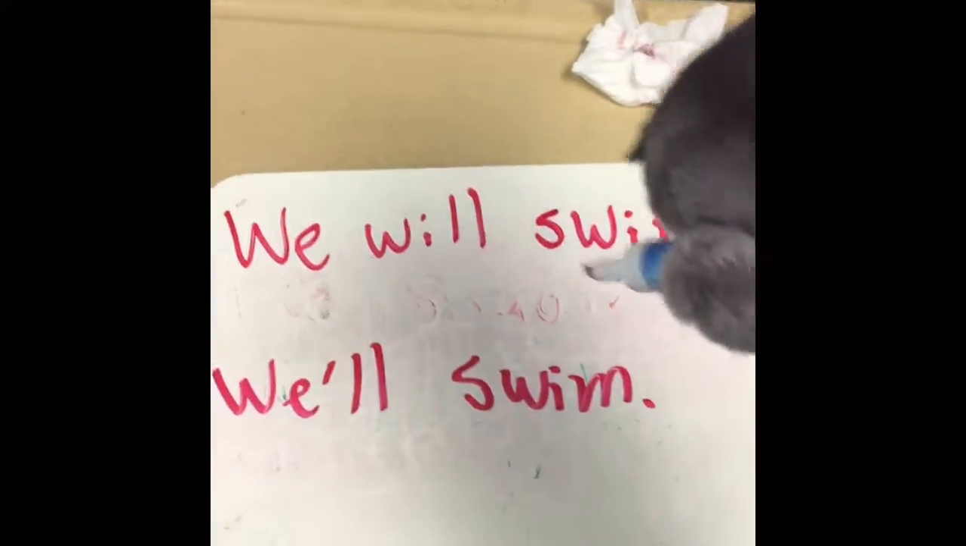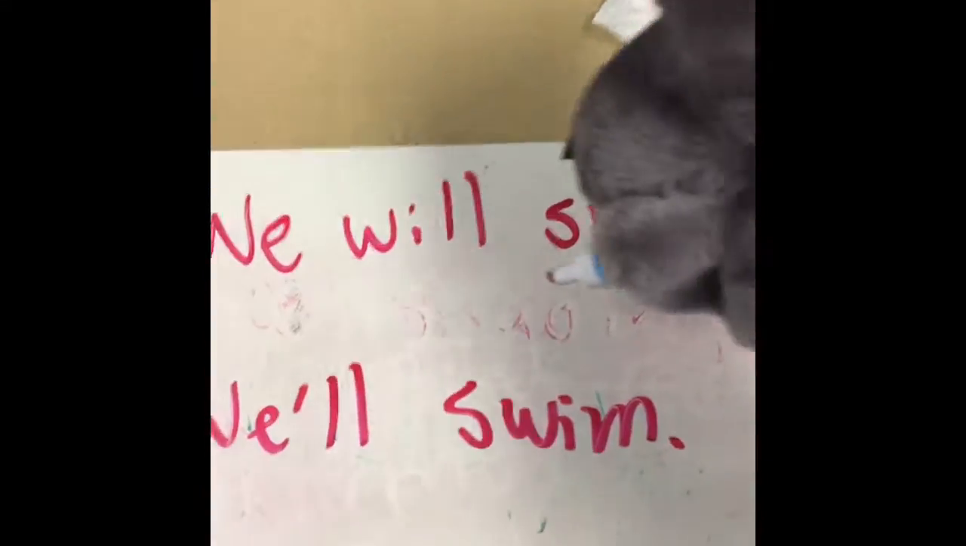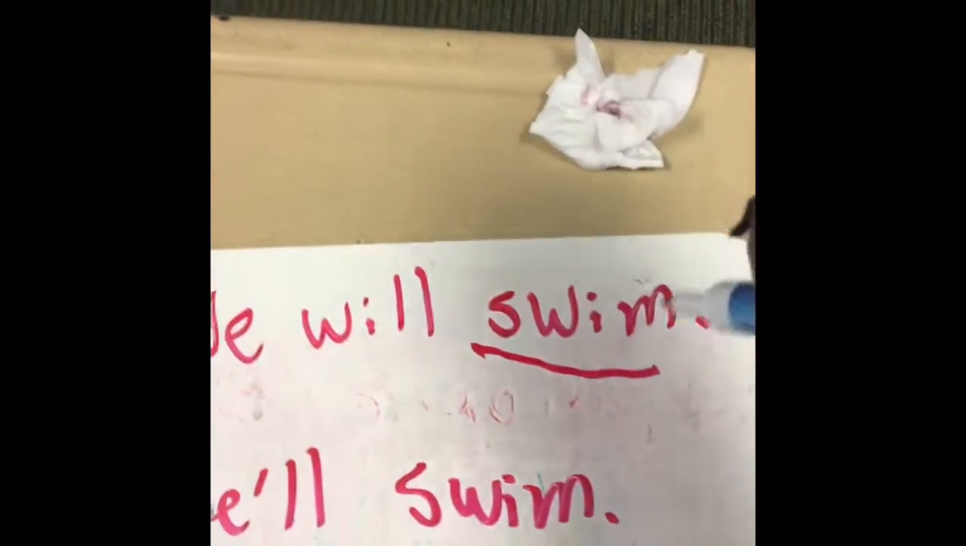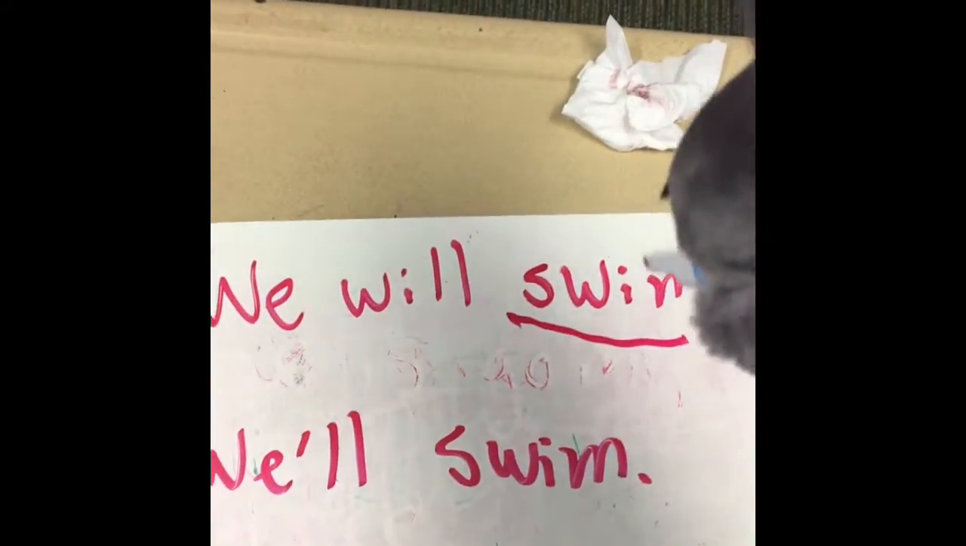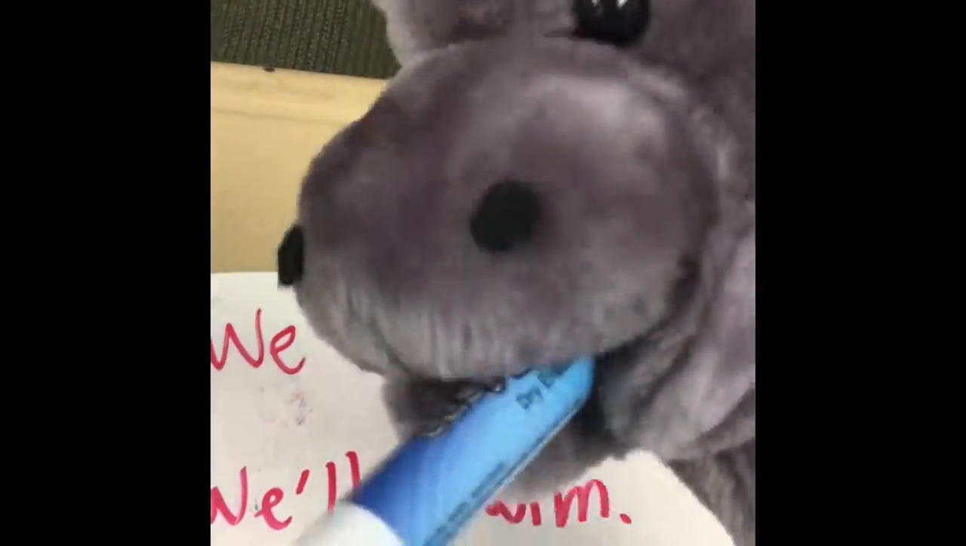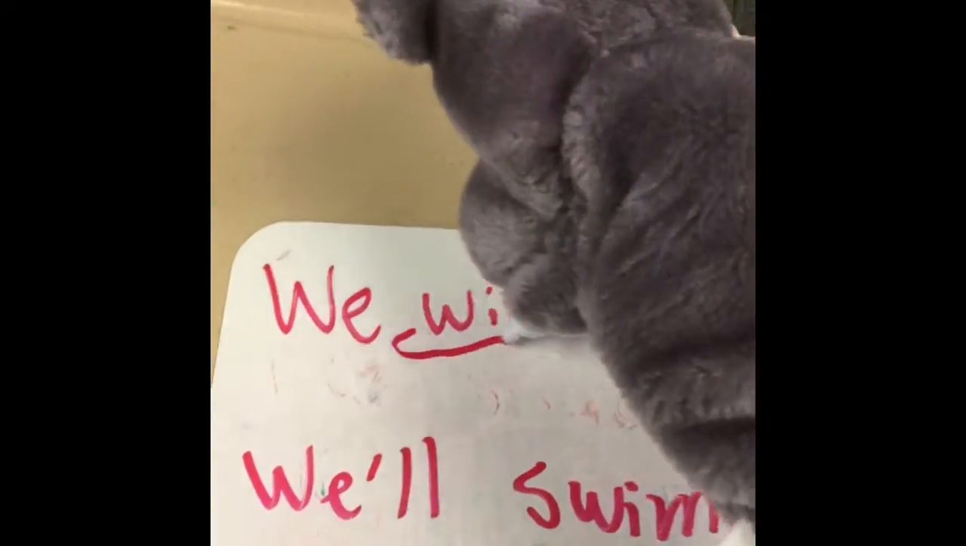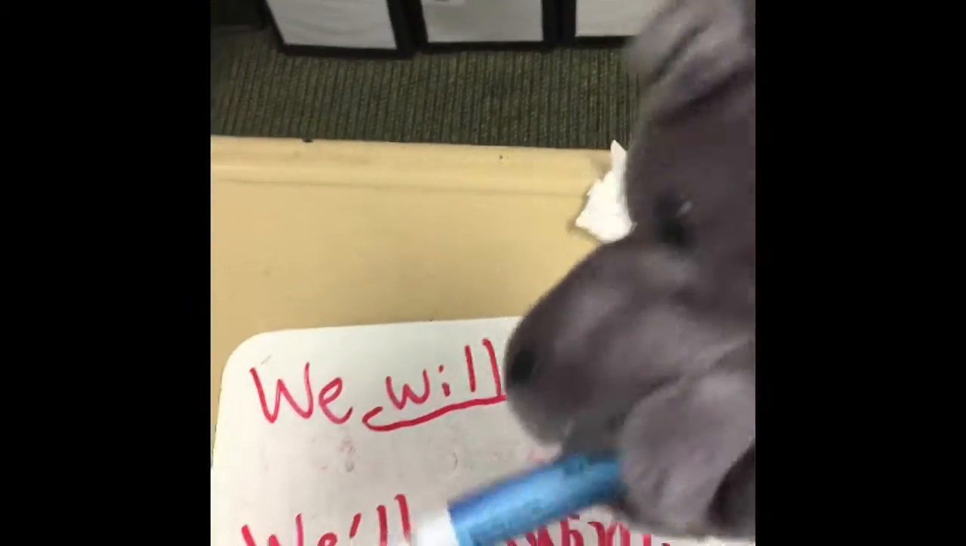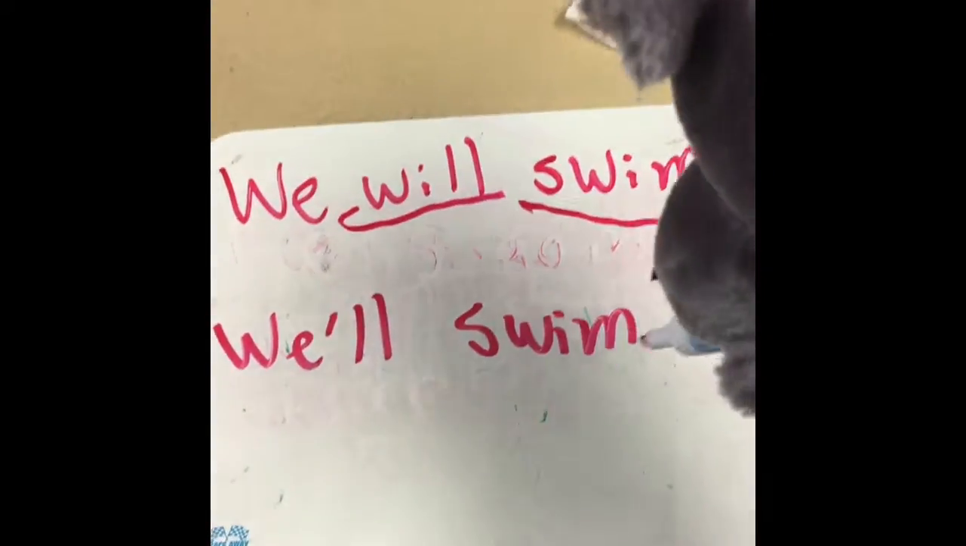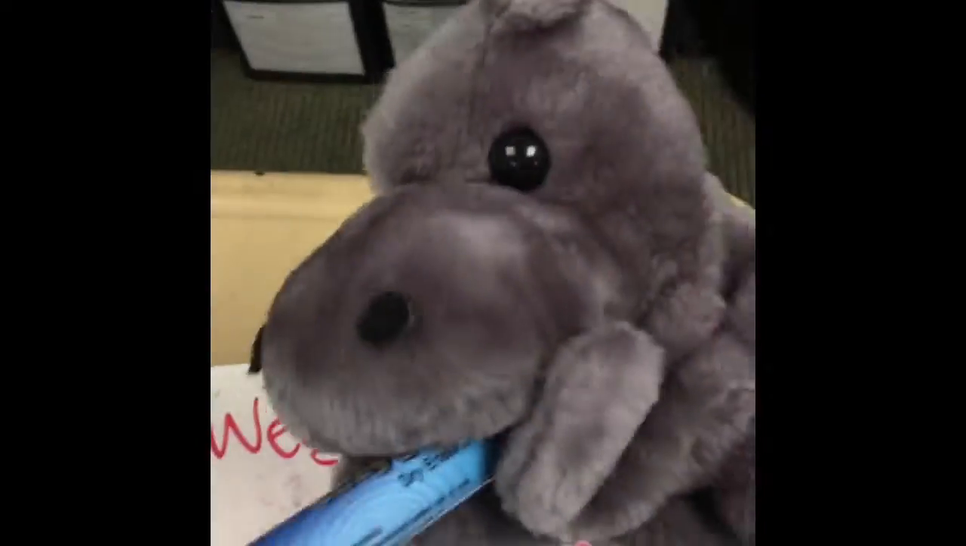Let me show you these ones, for example. We will swim and we'll swim. All right. Now, the verb here is "swim." Now, what word next to "swim" makes this a future tense verb? That's right, it's the word "will." We already talked about this one. But now, look at this one here. We'll swim. "We'll." What kind of word do we call that?